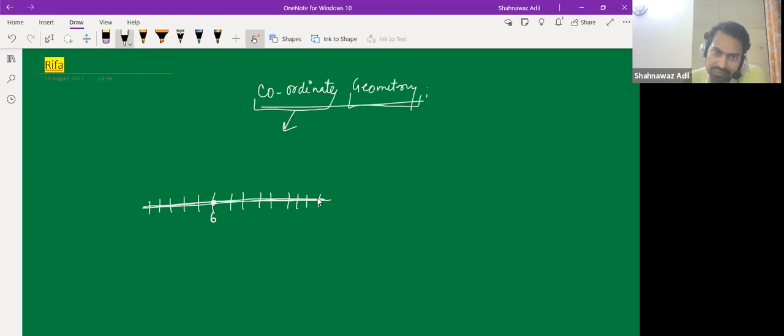Understood? Is this clear? Are you there? Yes. So if we are on a single straight line, we only require one coordinate or one dimension to represent the location. This is called the x coordinate.